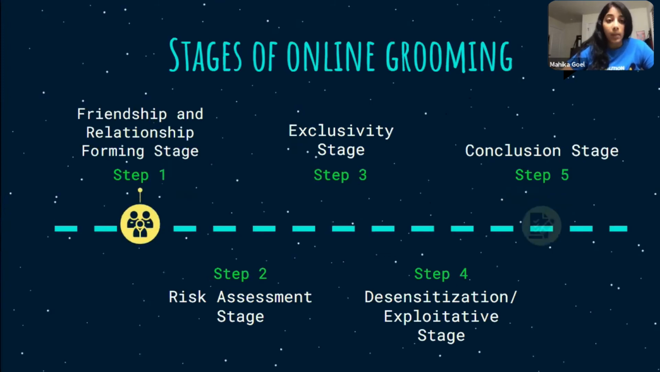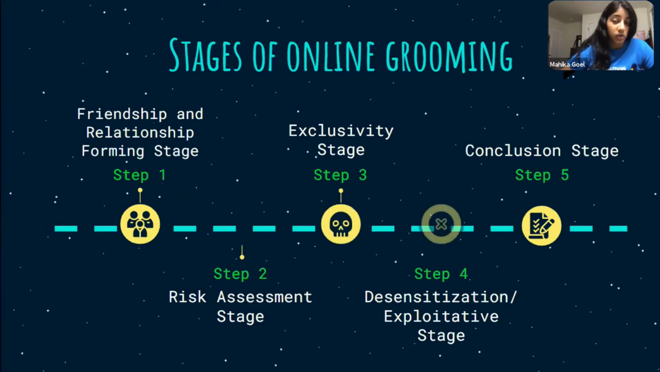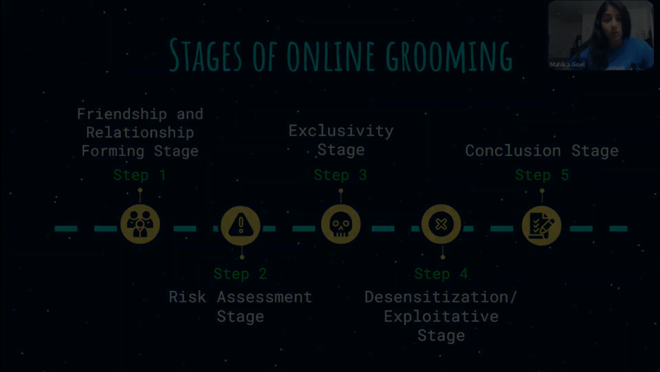So these are some common stages of online grooming. We have stage 1, which is the friendship and relationship forming stage. We have stage 2, which is the risk assessment stage. There's stage 3, which is the exclusivity stage. Stage 4, which is the desensitization or exploitative stage. And stage 5 is the conclusion stage.